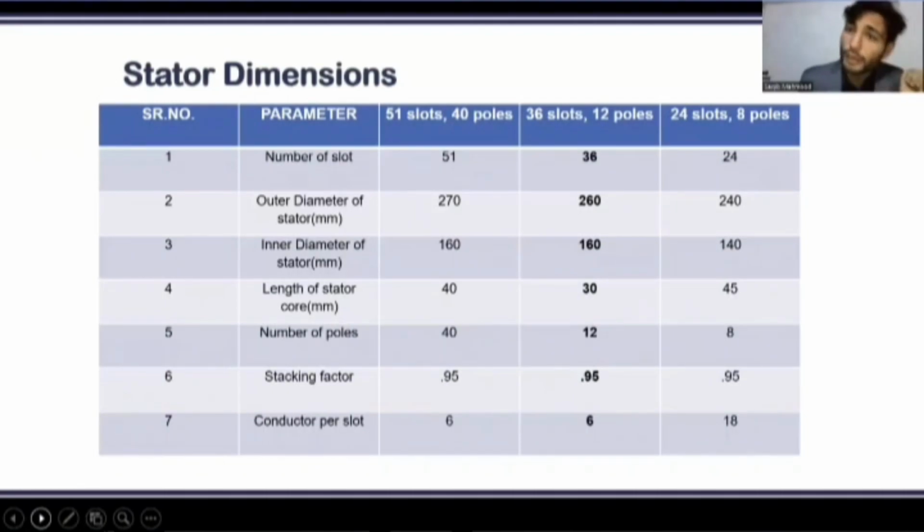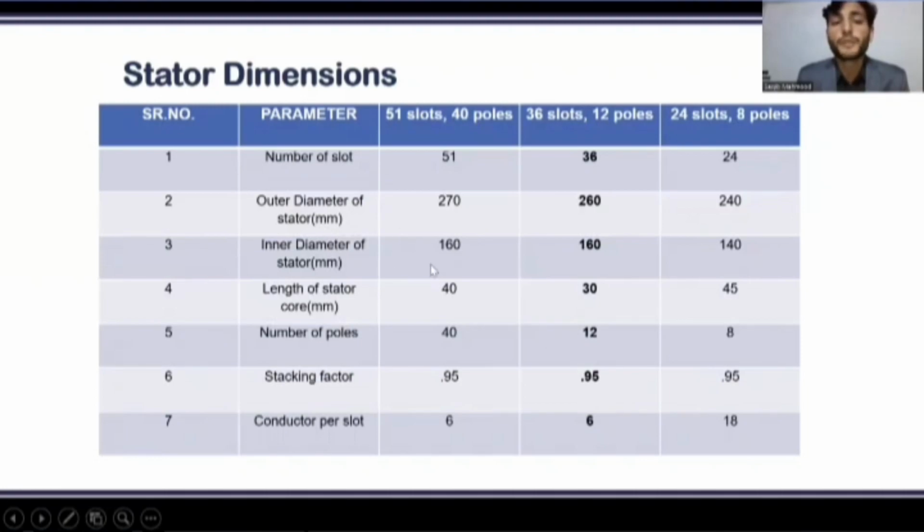Starting our FYP and simulating the models on the ANSYS Maxwell software, we simulated many models of a 3 kilowatt BLDC motor, of which we have selected these three models to compare and present here, and then select one for the hardware design. So the 36 slot 12 pole motor, of which the parameters are bolded here, we selected for the hardware design.